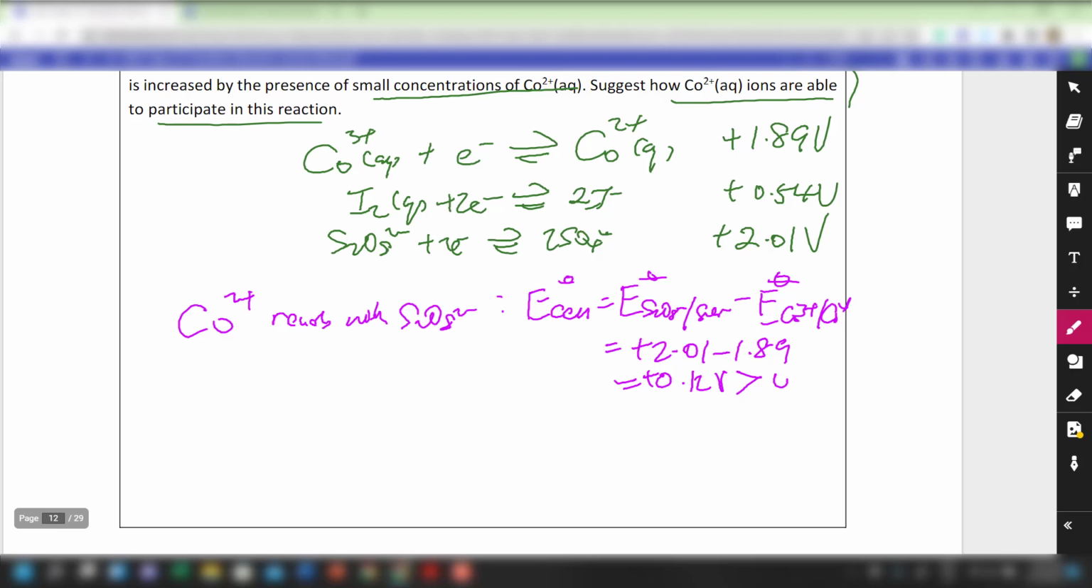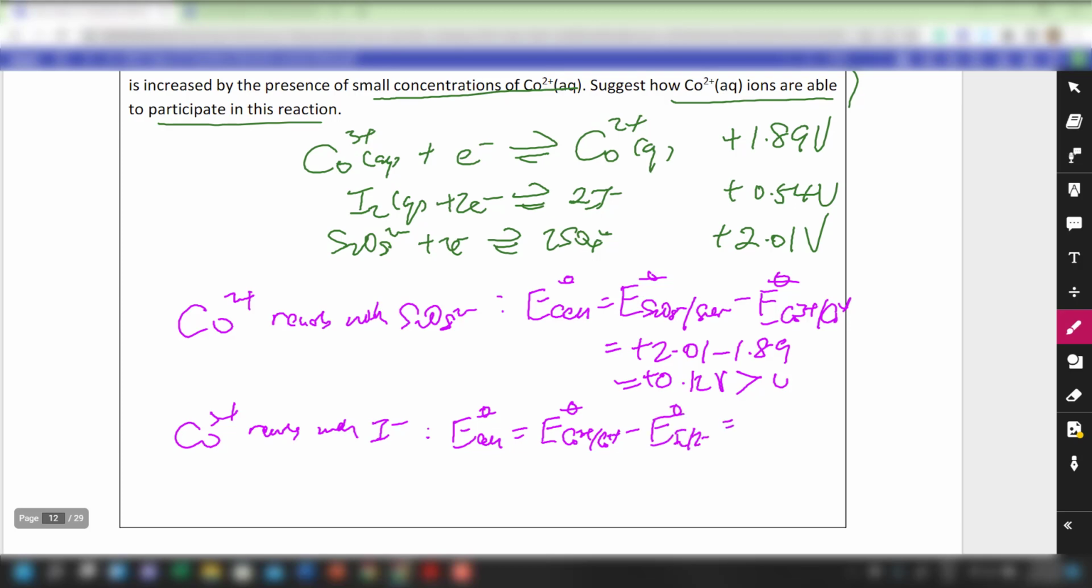Then next we are looking at cobalt 3+ reacting with I-. We are going to check whether it is feasible. I'm sure it's feasible. So E cell is E reduction minus E oxidation.